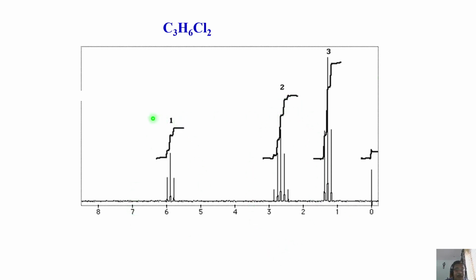And there is one group which is a triplet. But again, the intensity ratio is 1:2:3. Interesting. This also looks like an ethyl alcohol spectrum, but unfortunately, it is not ethyl alcohol because the formula given is different. Now, how do you understand this? This is 1 proton, 2 protons, and 3 protons. And this is the formula. If you write, see what is happening here.